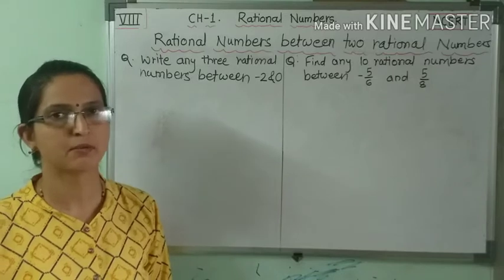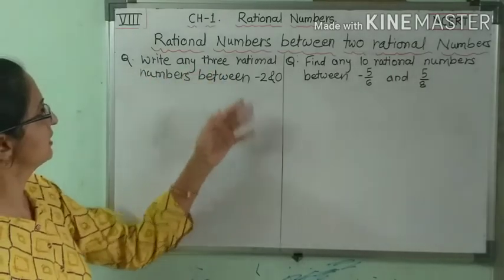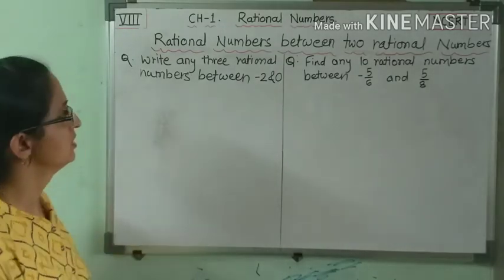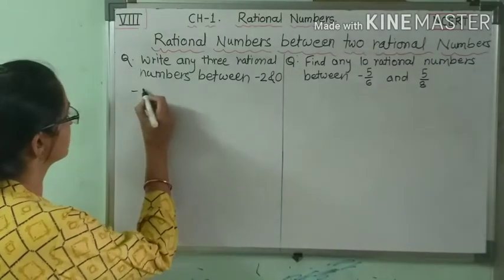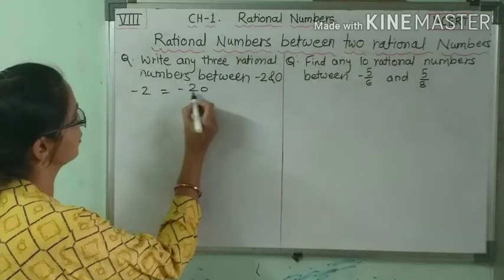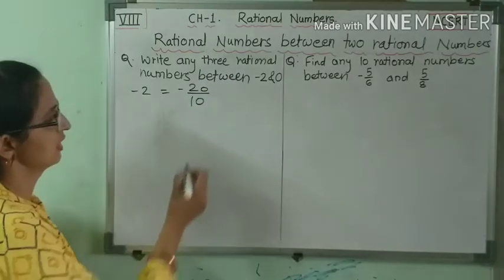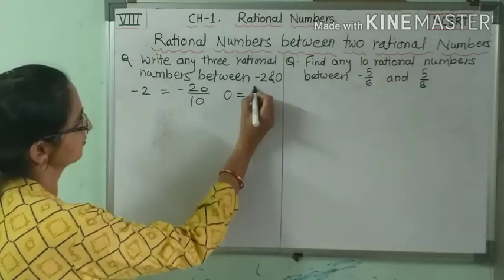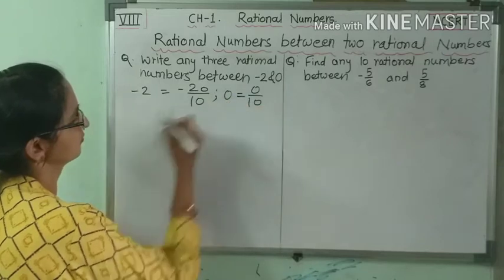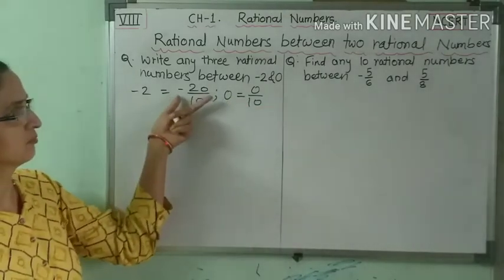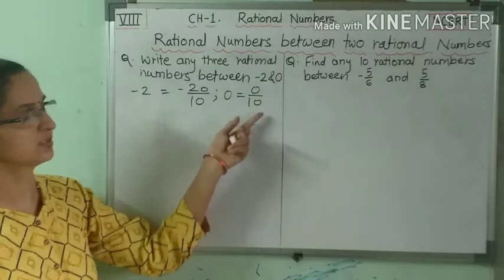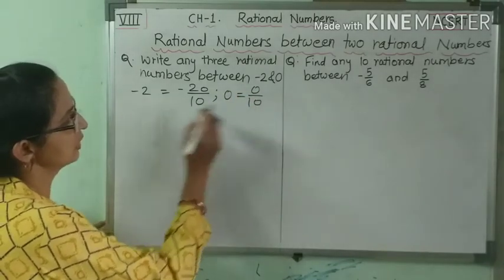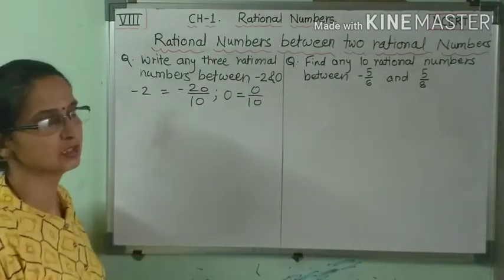Let us solve the first example. Write any three rational numbers between -2 and 0. Here we can write -2 as -20 upon 10, and 0 as 0 upon 10. So now you can easily write numbers between these two rational numbers.